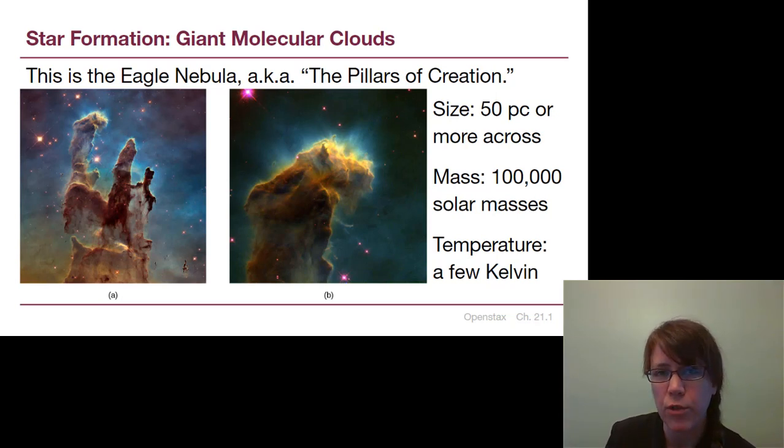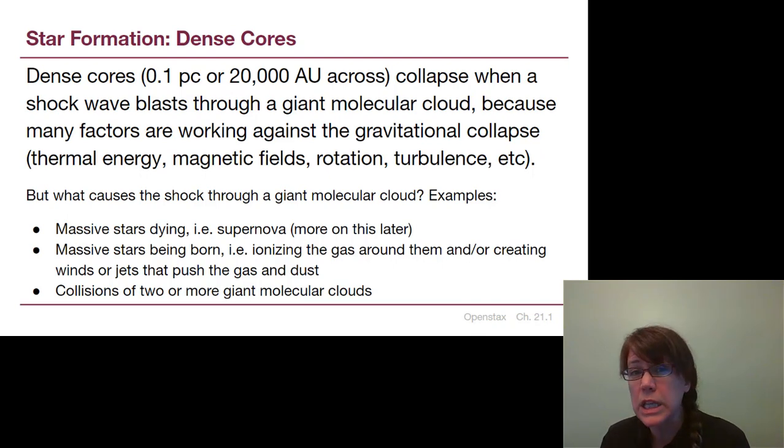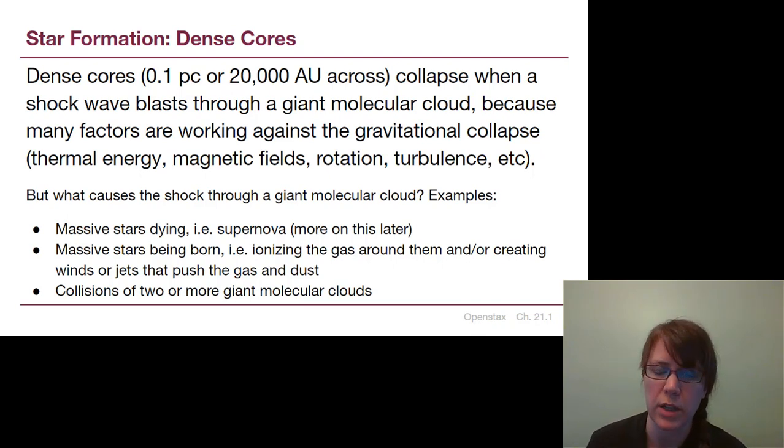Now, stars can't form at these really low temperatures, so they're not actually forming in any part of the giant molecular cloud, but rather in dense cores, so smaller parts of the giant molecular cloud that are a little bit denser, a little bit warmer, and on much smaller scales. So 0.1 parsecs or 20,000 AU, so the astronomical unit, one of those is the distance between the Earth and the Sun. And 20,000 AU from the Sun outwards gets somewhere in the Oort cloud.